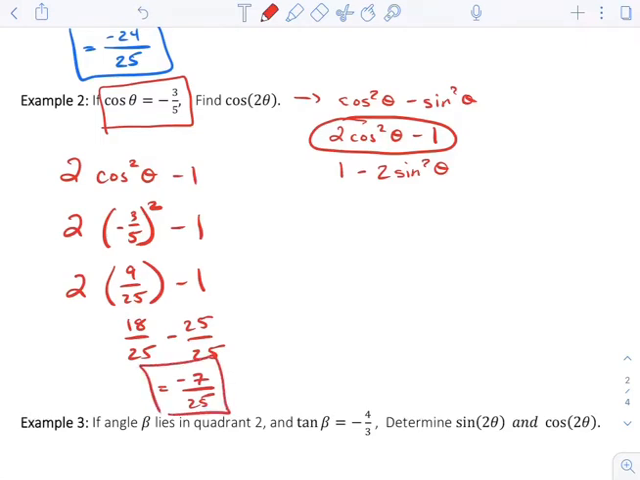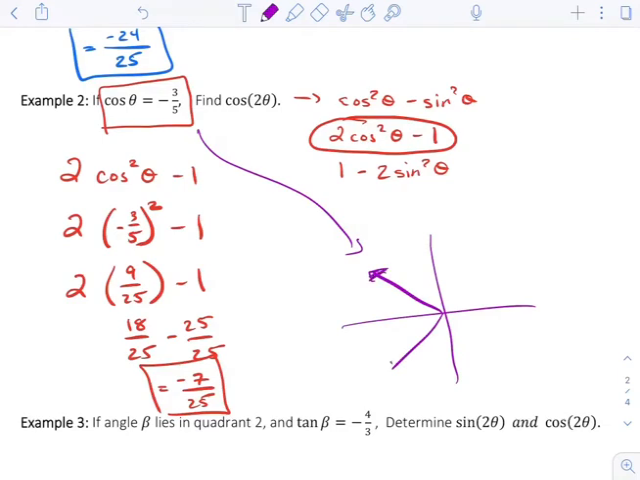Had I wanted to use one of the other formulas, we could have gone through a few extra steps. We could say, well, I know that cos is negative, so the angle is going to be in either the second quadrant or the third quadrant. I'm not sure which one it's going to be in. We know that if that's the case, we have our triangle like so. I know that our x value in this case is negative 3. I know my hypotenuse is going to be 5.